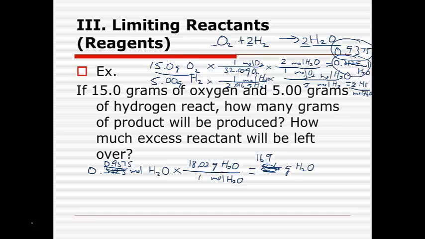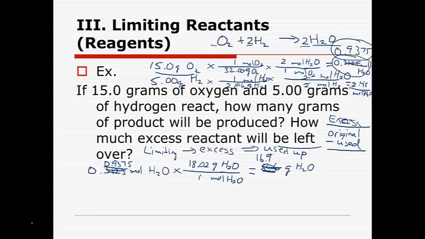Now, how do you figure out how much is going to be left over? Take the limiting reactant, change it into the excess reactant, and this basically tells you how much is used up. So you need to take the original amount of the excess, subtract the amount that is used, and this will tell you the amount remaining.